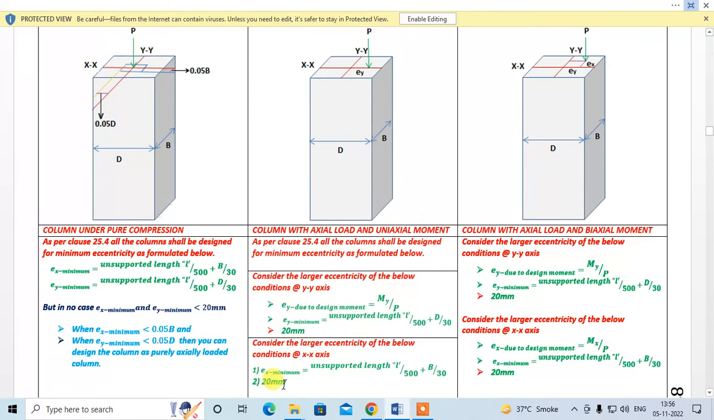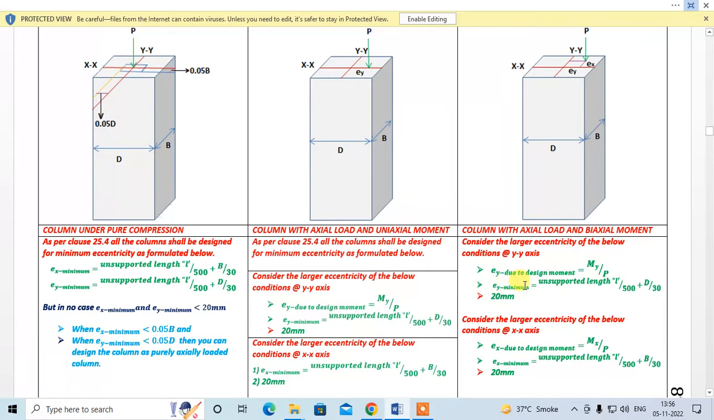Now, suppose this eccentricity ex is found to be greater than 0.05 B, then this column has to be designed as a biaxial column. But suppose this is found to be less than 0.05 B, then this can be designed as a uniaxial column. Similarly, column with axial load and biaxial moment. Say this is your ey, this is your ex. So find ey due to design moment My by P.